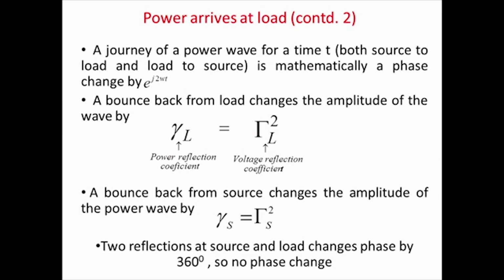A journey of a power wave for a time t, whether from source to load or load to source, is mathematically a phase change by e to the power j 2 omega t. Please note this 2, because it is a power wave. In a voltage wave or current wave it is e to the power j omega t, but in a power wave it is e to the power j 2 omega t. A bounce back from the load changes the amplitude of the wave by gamma L, as we have seen, and that gamma L power reflection coefficient is related in a square fashion to the voltage reflection coefficient. Same thing for the source power reflection coefficient. So two reflections, at source and load, change the phase by 360 degrees. So, no phase change.